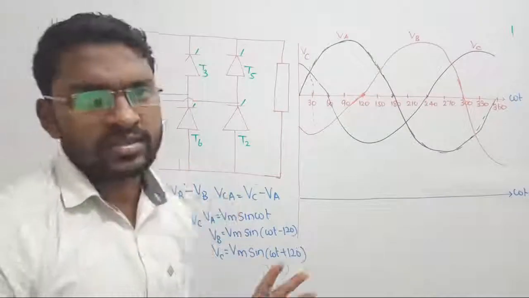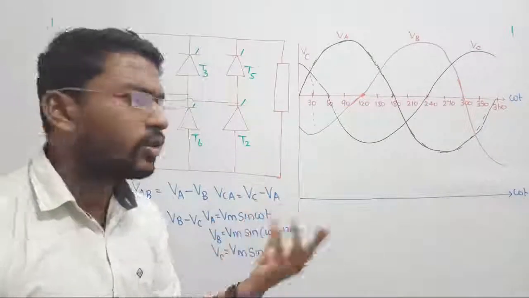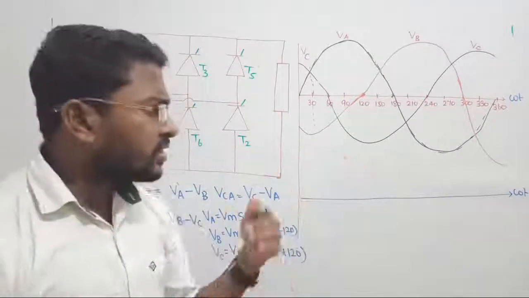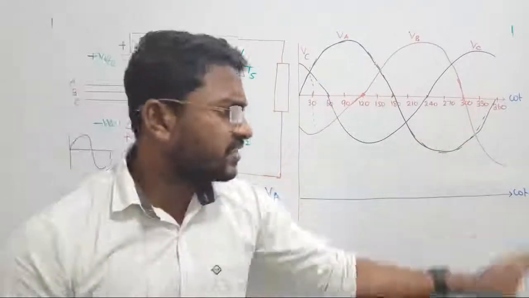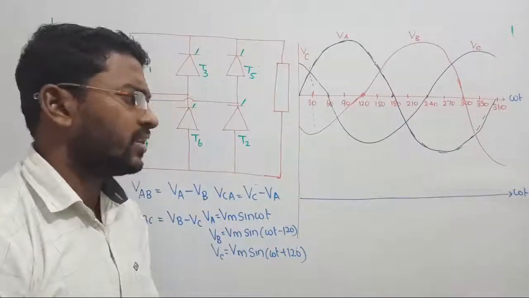Two thyristors will always be in the on state, right? A pair of thyristors will contribute one pulse. Similarly, each and every pair will generate 6 pulses here. Let us see how they are going to do those things.